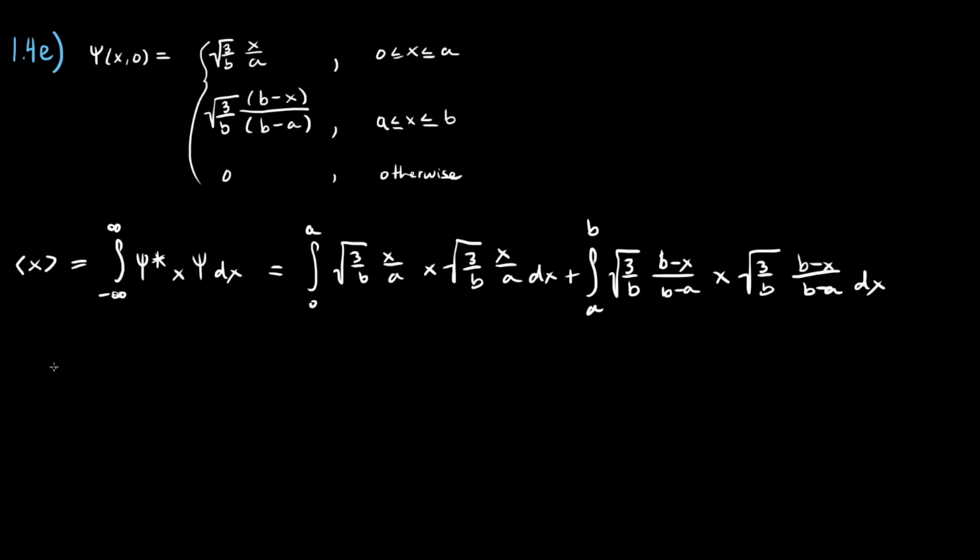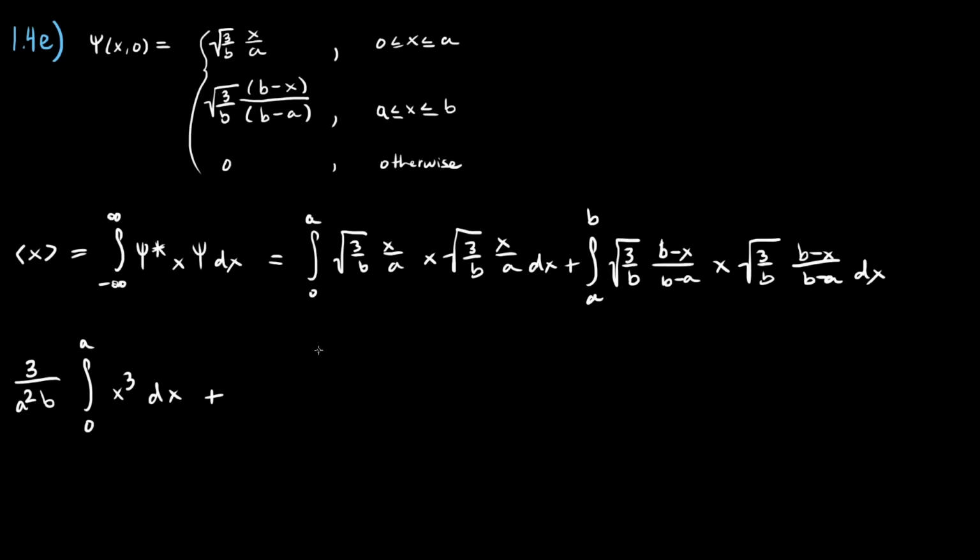And then when we simplify this, we can pull out anything that is not with respect to x. So it will just be 3 over a squared b from the interval from 0 to a of x cubed dx. And now we can do the same thing from the interval from a to b. So pulling out everything that is not with respect to x, we get 3 over (b minus a) squared times b, and then the interval from a to b of x (b minus x) squared dx.